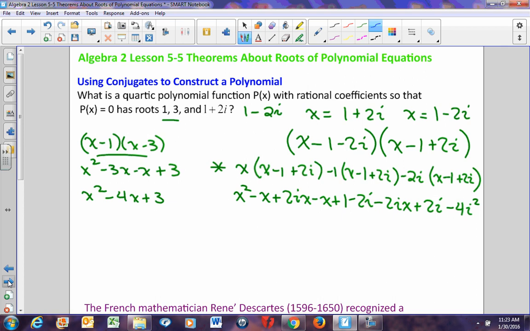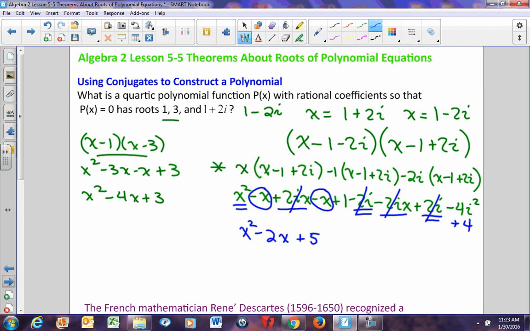Okay, so now that I'm looking out for like terms, I have an x squared. Okay, let's see here. Let's look at all my x's. I have a negative x here. I have a negative x here. Nothing else with just an x. That's minus 2x. I have a 2ix here and a negative 2ix here. Those go away. I have a negative 2i here and a positive 2i here. Those go away. I have a negative 4i squared, which is the same thing as saying plus 4 because i squared is negative 1. So I have 4 plus 1, which is 5. So I have x squared minus 2x plus 5.